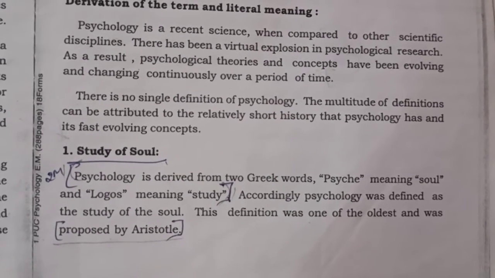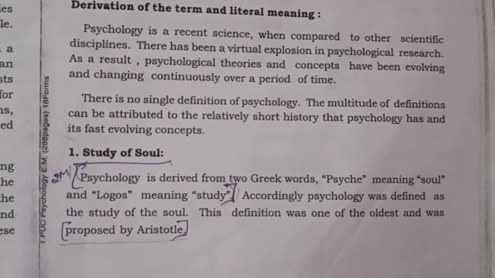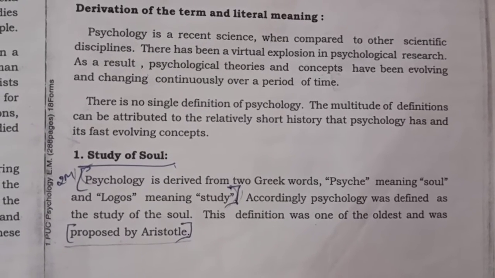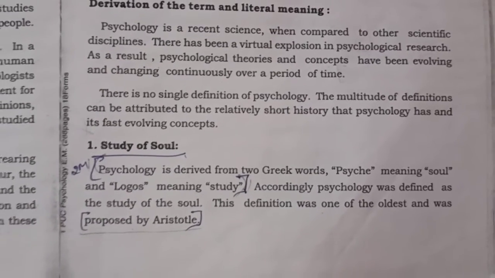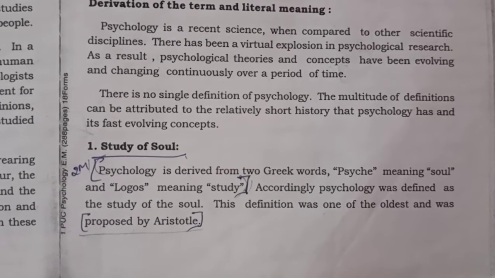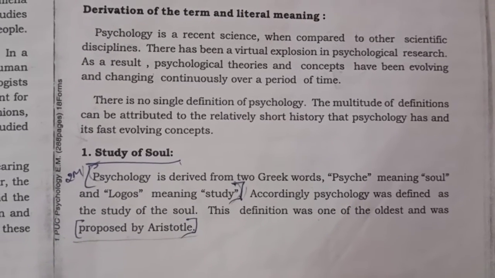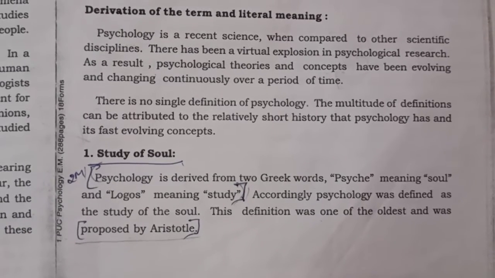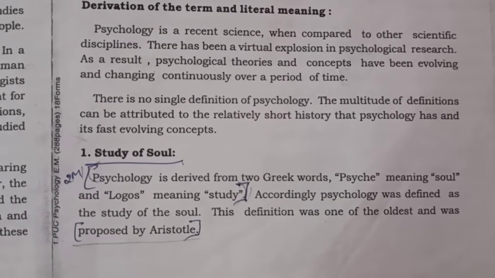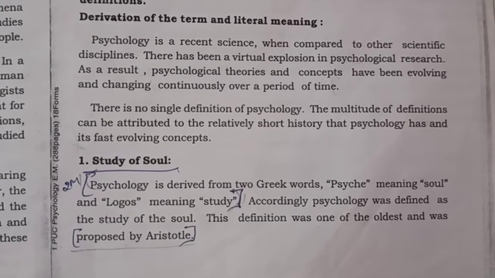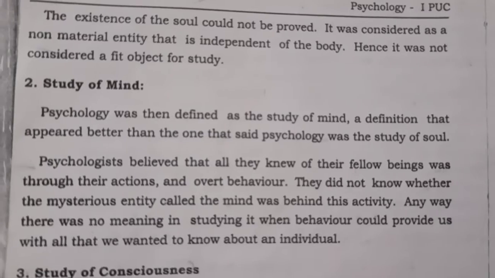Accordingly, psychology was defined as the study of soul. This definition was one of the oldest and was proposed by Aristotle. So the oldest definition of psychology was the study of soul, and psychology is derived from two Greek words, psyche meaning soul and logos meaning study.